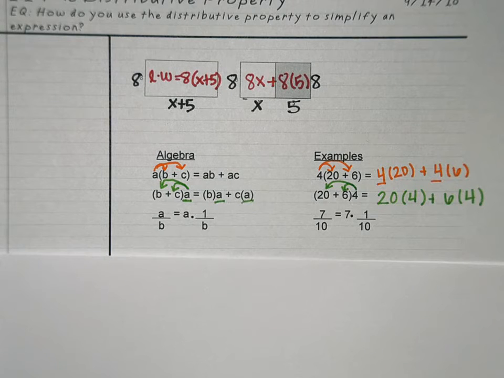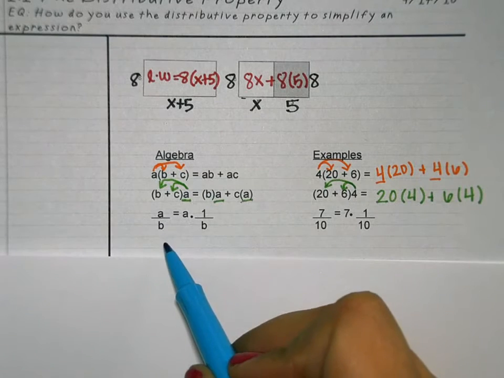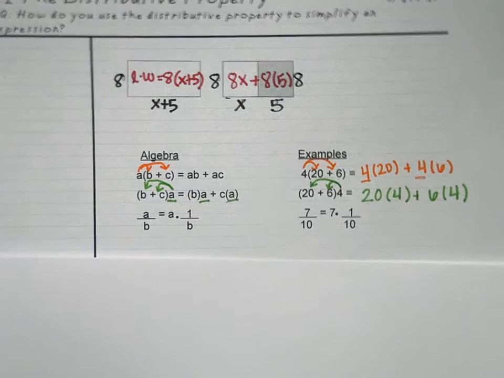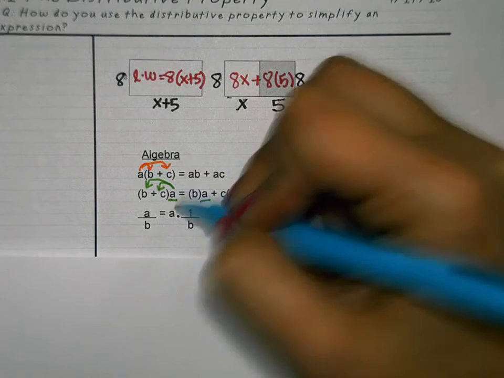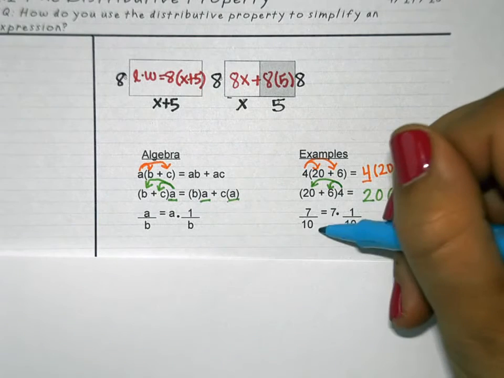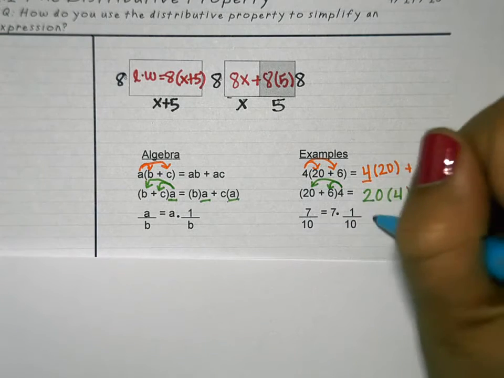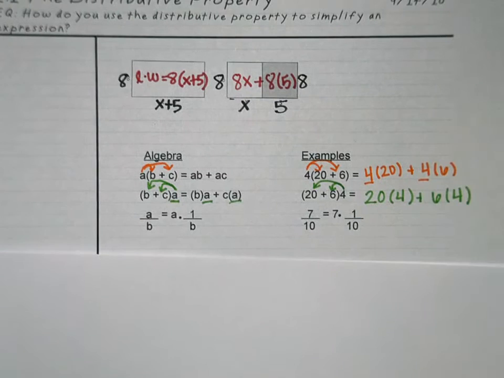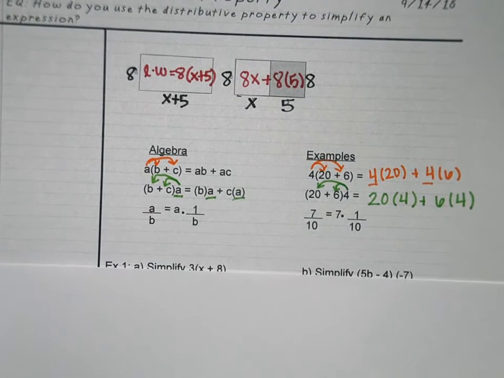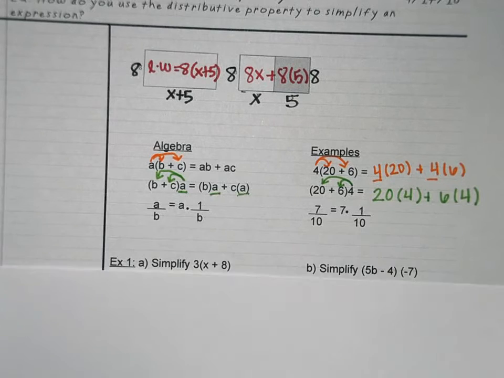We can also apply the distributive property with fractions. So if I have A divided by B, I can take that A and multiply it by the fraction 1 over B. So it's similar to the distributive property in that I would multiply A times the 1, and that's how I got the A over B. So in terms of numbers, if I have 7 over 10, I can pull out that 10, and that gives me 7 times 1 over 10. So we just pulled it out. Multiplying by 1 over 10 is the same as dividing by 10. So let's start doing some examples.